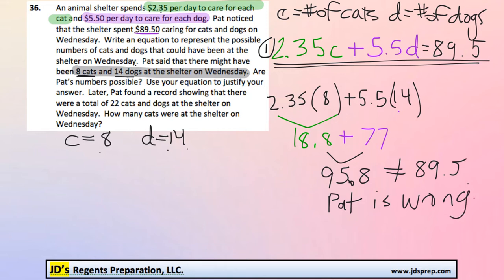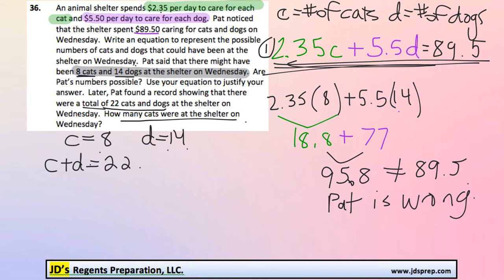Okay, so for the third and final part of this question, Pat found a recording showing that there were a total of 22 cats and dogs at the shelter on Wednesday. How many cats were at the shelter? So now we have a system of equations because we've got two equations to deal with. We've got the first one here, and the second equation is going to be the number of cats plus the number of dogs is 22.